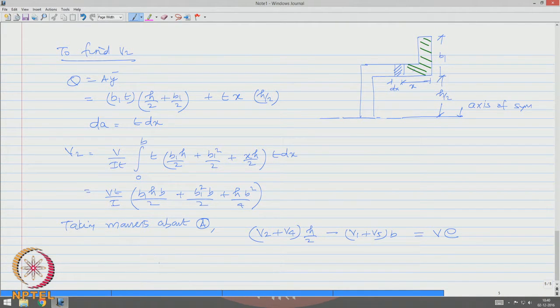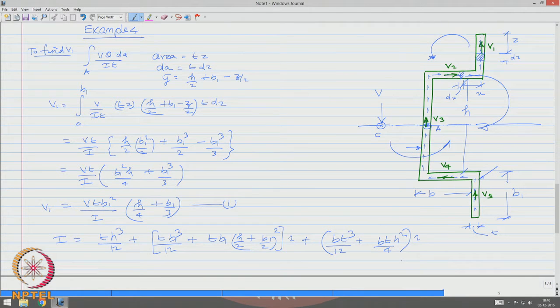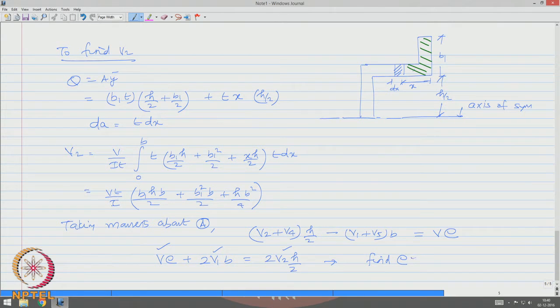So, one can say V into E plus 2 V 1 B, because V 1 V 5 are identical, is actually equal to 2 V 2 H by 2. So, we have equations for V 2, we have V 1, and V is a known value. By solving, I can find the shear center distance E, which is marked from this point, which is calculated. So, E can be computed.